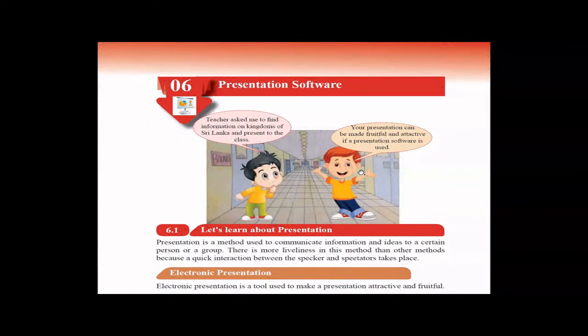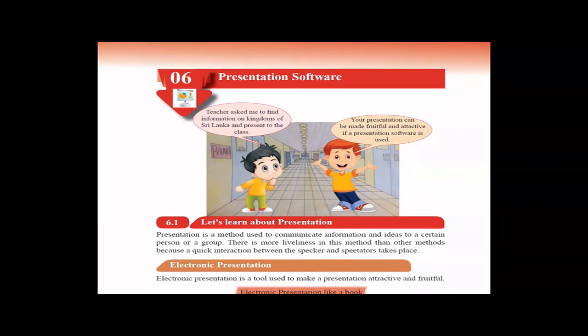Euclid Learning. So this is the sixth chapter for grade 7. If you haven't watched my previous videos, there are separate videos for grade 6 and 7, so you can go and watch them using the playlist. This sixth chapter is about presentation software. Do you know what a presentation is, right?